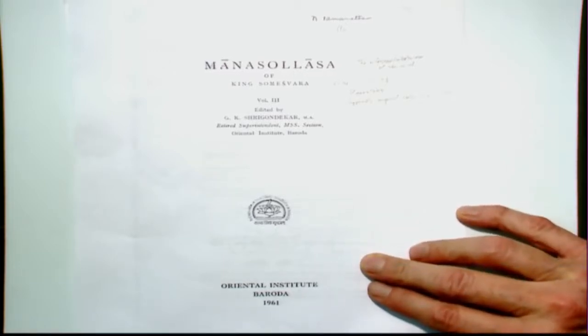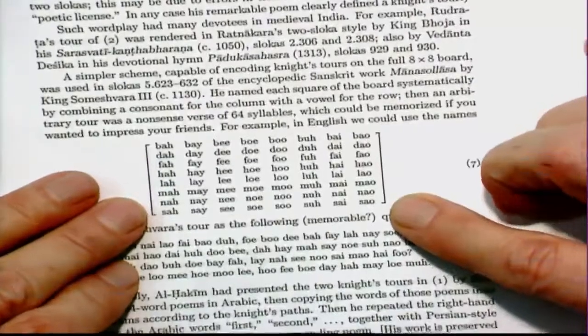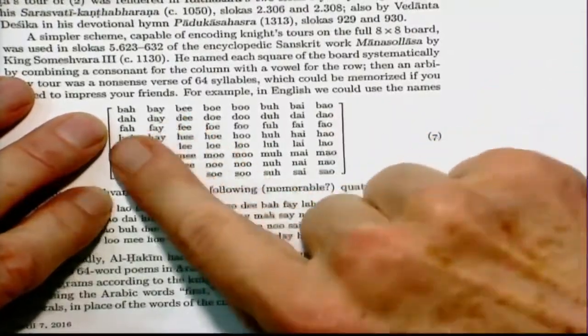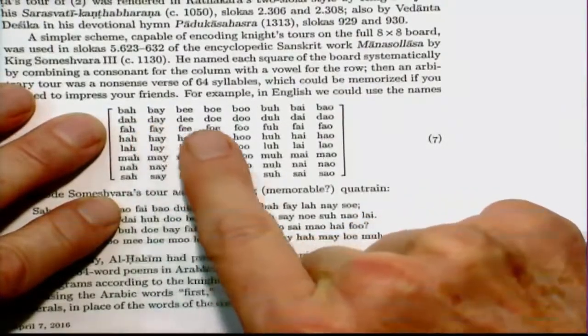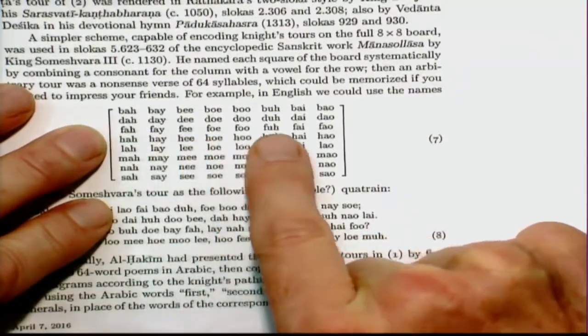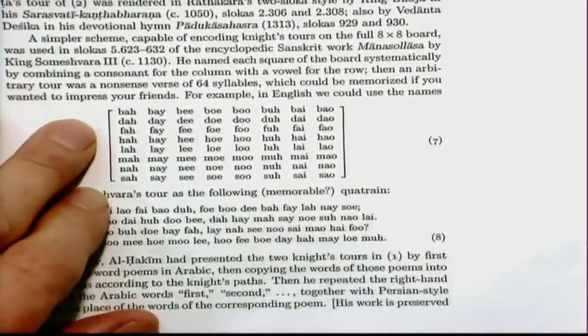And so his idea in the Manasolasa is to give an 8x8 array for the chessboard, and here I've given an English version of how that would work. So for each row you give a consonant, and for each column you give a vowel. So, for example, ba, be, bi, bo, boo, ba, bai, bo, bow. Da, de, di, do, doo, da, dai, dow, etc., through sa, se, si, so, su, sa, sai, so. Boy, this is a tongue twister.